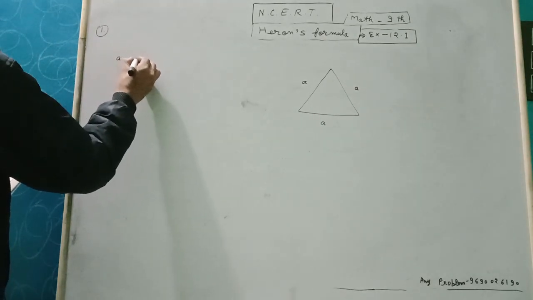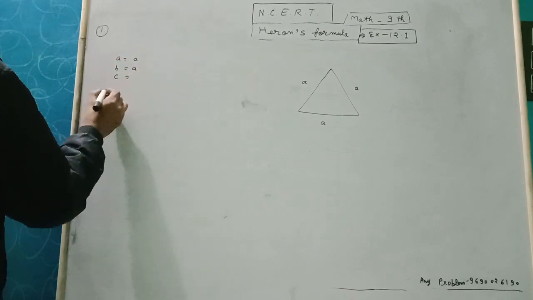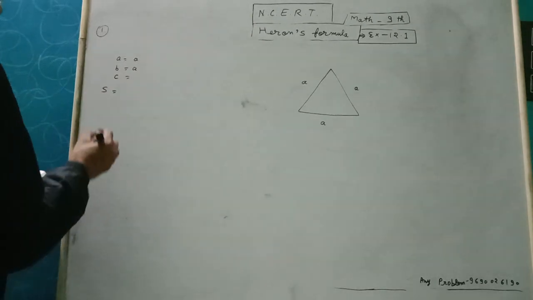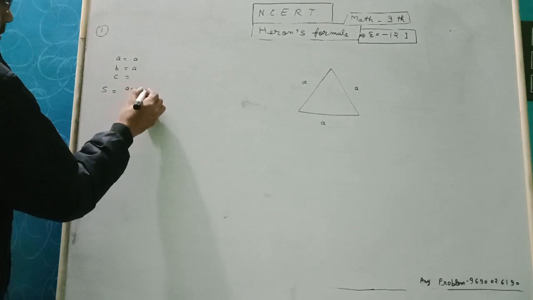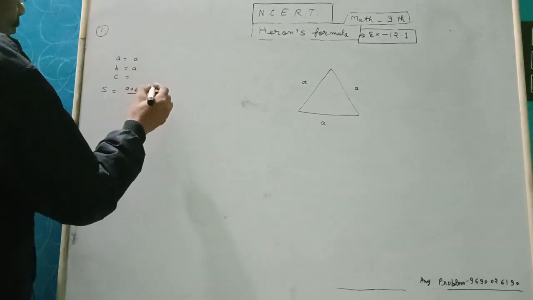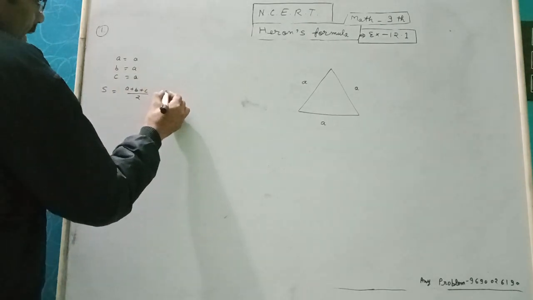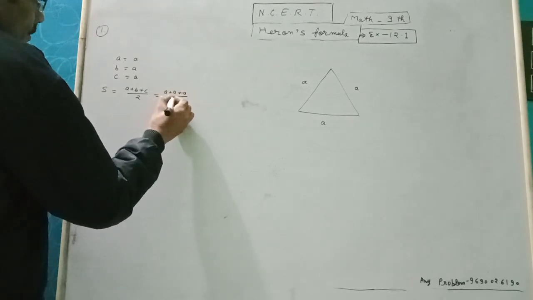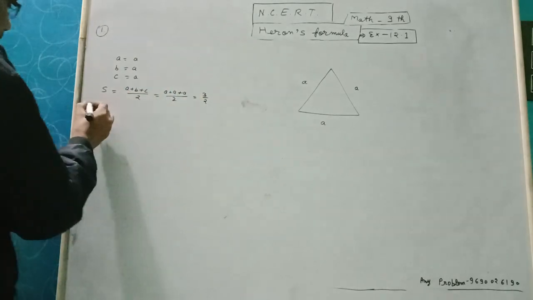A is equal to A, B is equal to A, and C is equal to A. At first, find S. S is the semi-perimeter of the triangle. (A plus B plus C) upon 2 is the formula. Putting all the values of the sides, (A plus A plus A) upon 2 is equal to 3A upon 2.